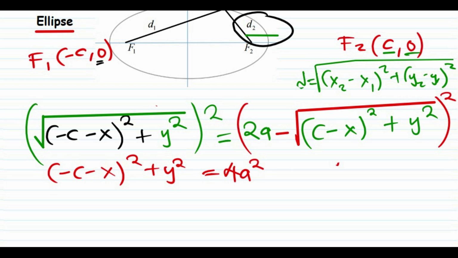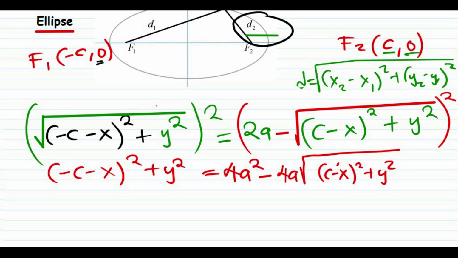Then 2a times the radical comes twice, so we're going to end up with negative 4a times the square root of c minus x squared plus y squared. Then the last term, multiplying what's in the brackets by itself, gives a positive: c minus x squared plus y squared. If you're okay, we can move on. Here we've got brackets, there we've got brackets, so you just need to expand.